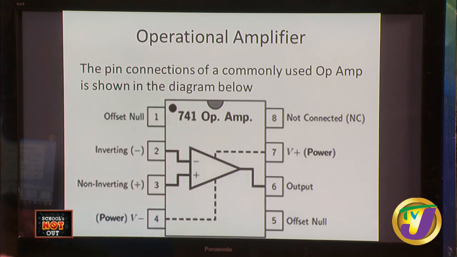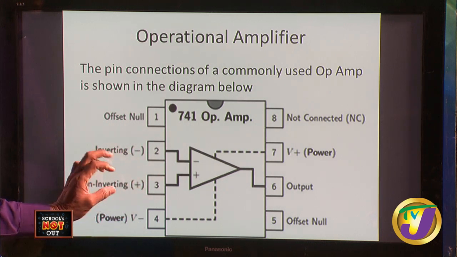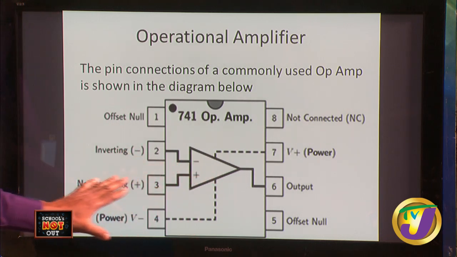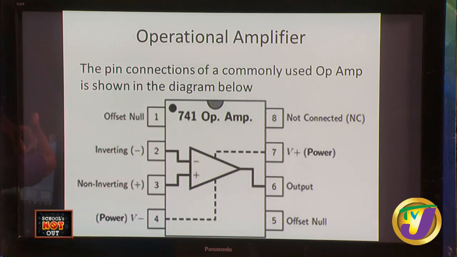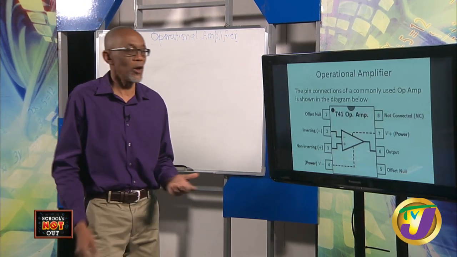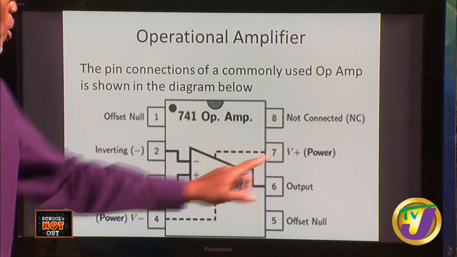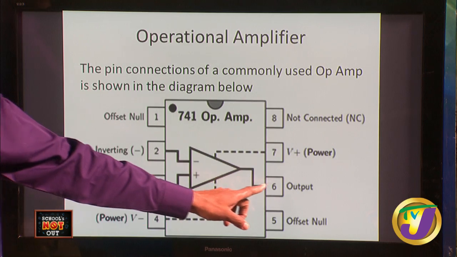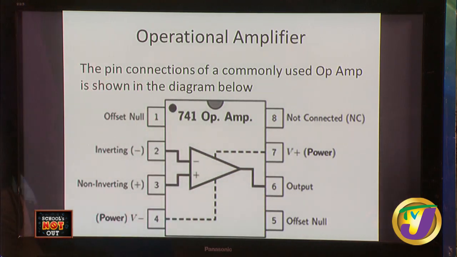All right. And then you have 2 is inverting and 3 is non-inverting. These are the inputs to the operational amplifier, and we will look at these a little bit more. And then you have to power the op amp. You can't get power out if there is no source of power. So we have to power the amplifier. So 4 and 7 are the power connections, and 6 is the output. Number 8 is just a dummy. Maybe that's just to help you to anchor the operational amplifier.